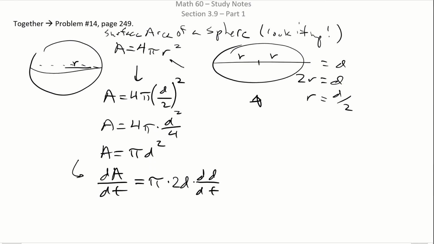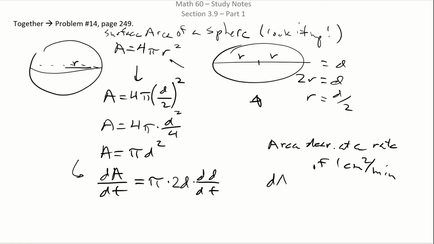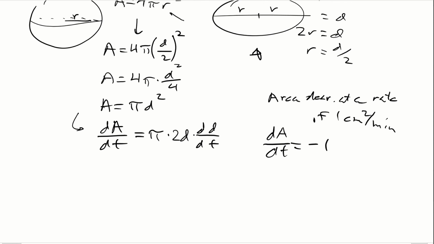It says the surface area is shrinking at a rate of 1 square centimeter per minute. So area decreasing at a rate of 1 square centimeter per minute. You know what that means in math talk? dA/dt is -1, period. And it says precisely when the diameter is 10, at that moment when the diameter of the snowball is 10 centimeters.